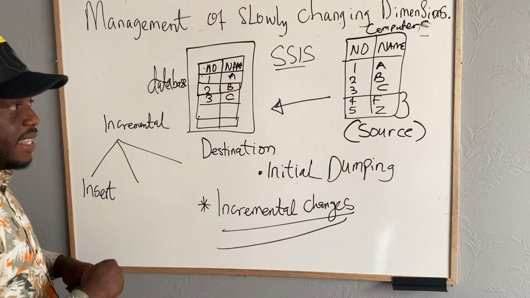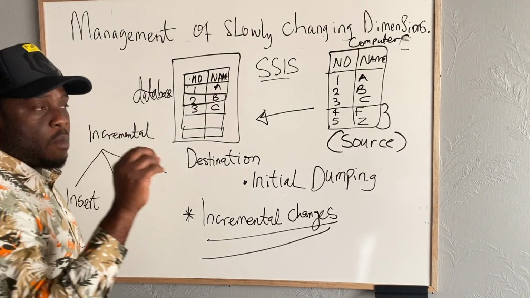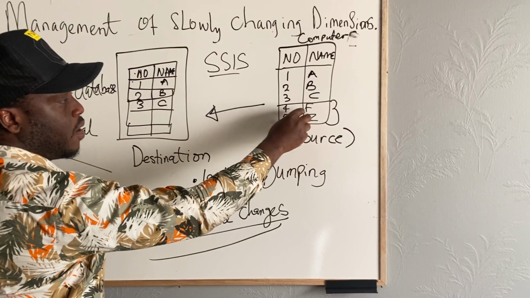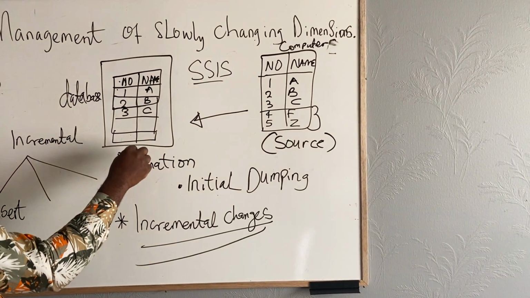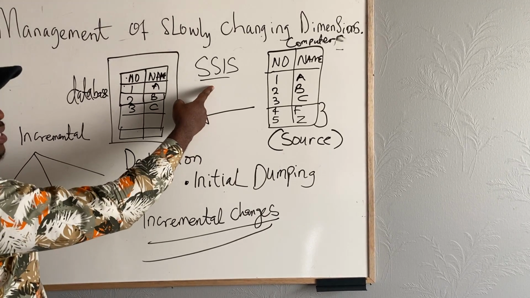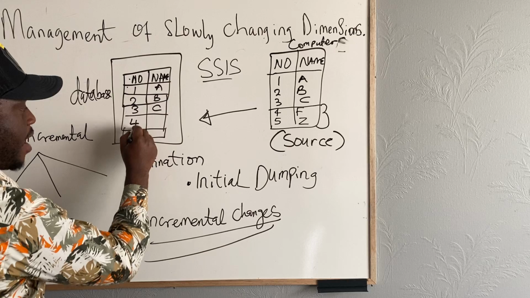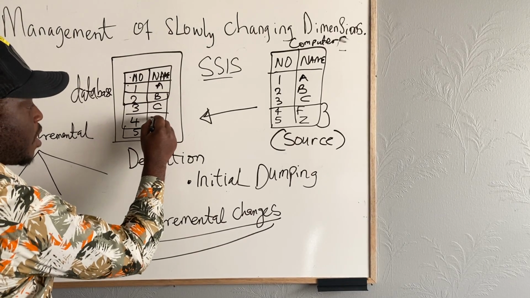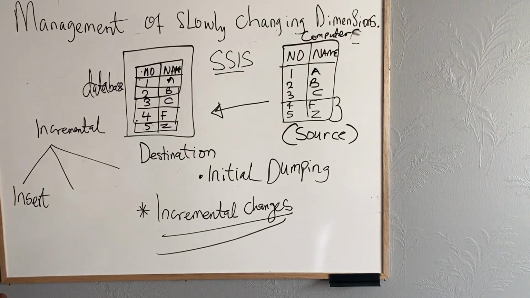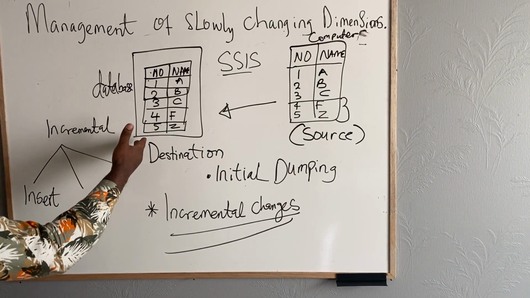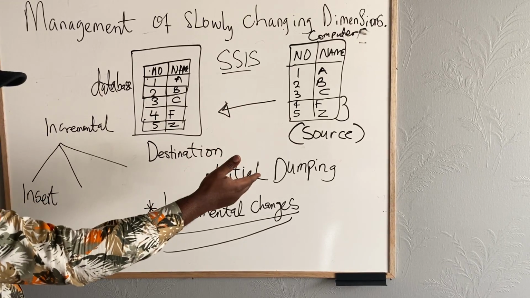So insert is a slowly changing dimension word we use when we are more concerned about capturing the new record that is here, which is not existing in our database. So I can use my SSIS package to move just this number 4 and 5. Now that I have gotten this information, what I have in my database is the same thing I have in my computer that serves as my source.